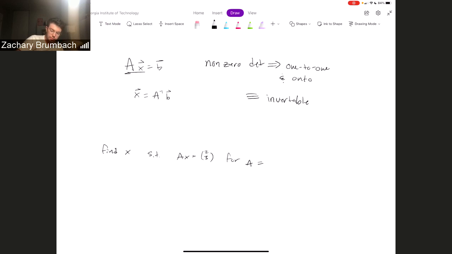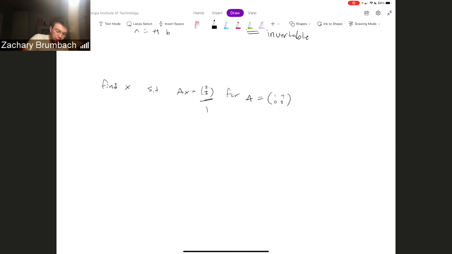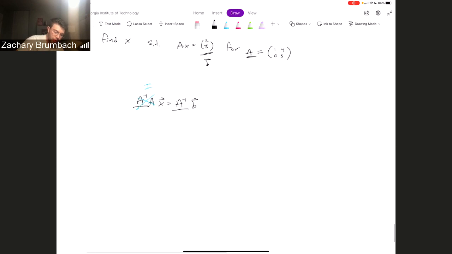A equals 1, 4, 0, 3. Okay, like something that looks like this. So this is our B, right? And this is our A. So what we do with matrix multiplication is we can left multiply by A inverse. So we get A inverse times A times X equals A inverse times B. See how we just did it to both sides? And now A and A inverse multiply to be the identity. And now we have X equals A inverse B.